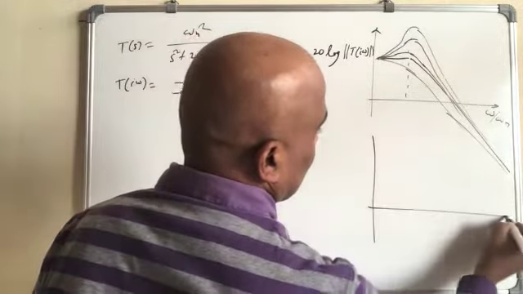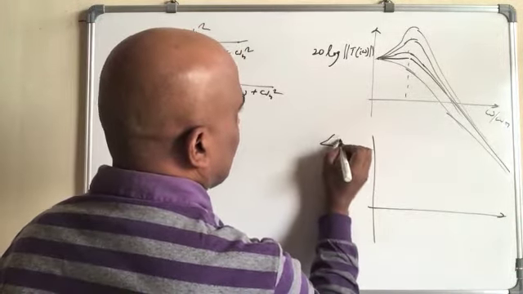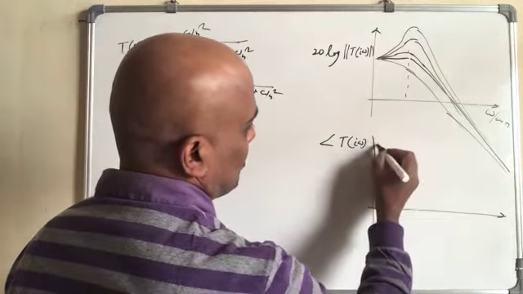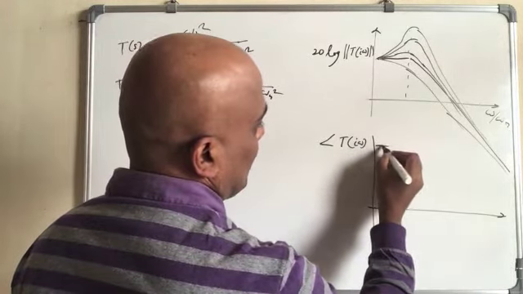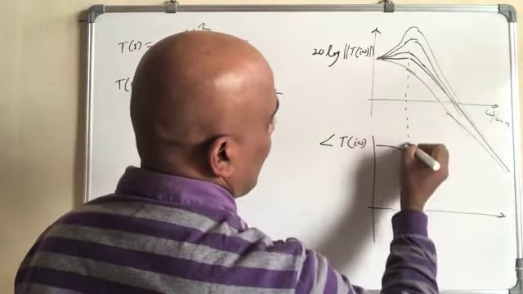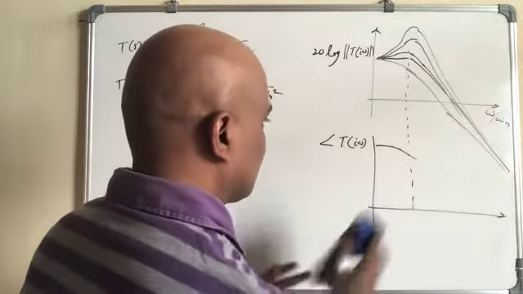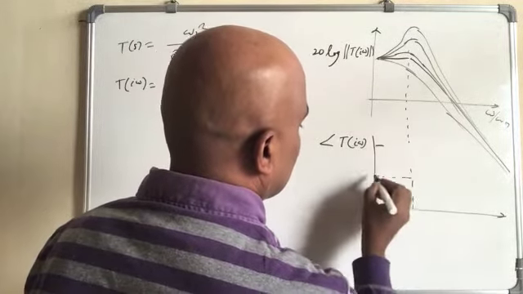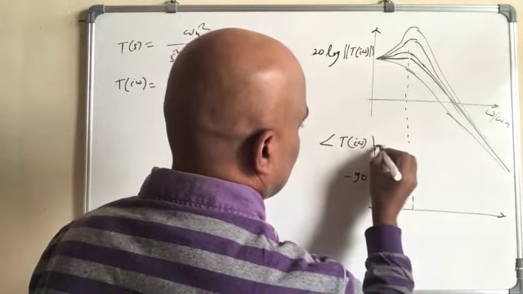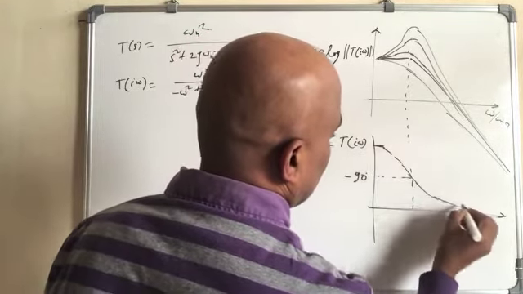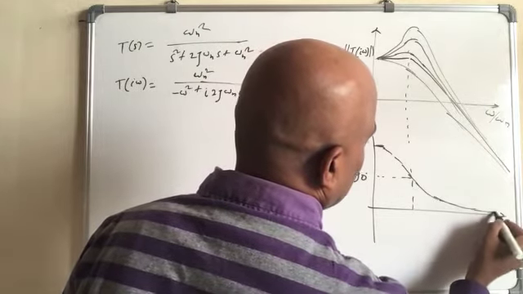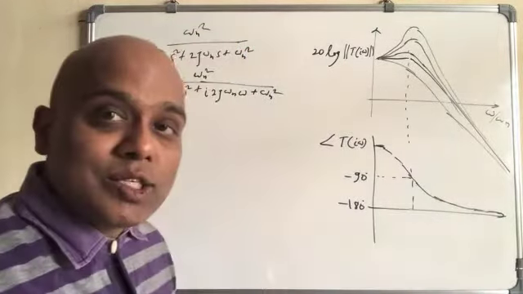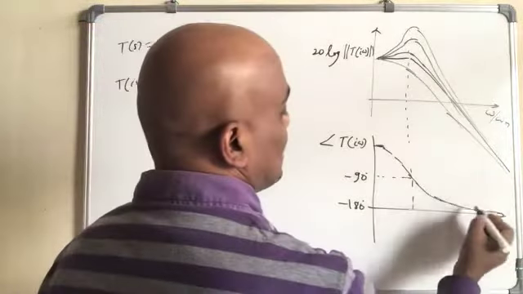Here we are plotting the angle of T(i omega), right? And how it looked: you started from almost 0, and then at this point this became minus 90 degrees, and then when omega is infinity, that becomes minus 180 degrees. Of course, here also for different zeta the values will be different.